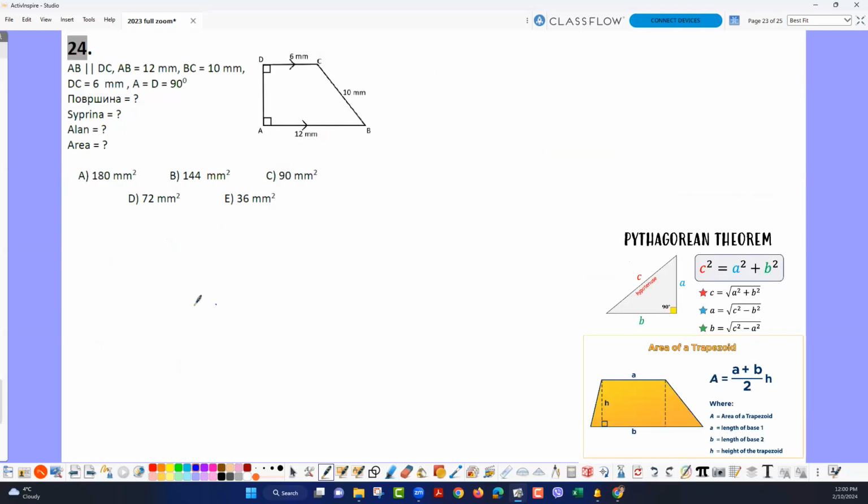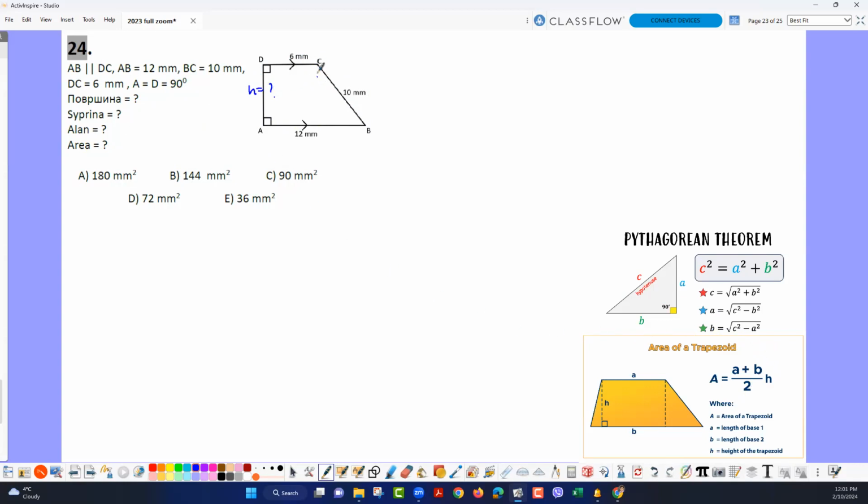Okay, let's continue with question 24, and in 5 minutes I'm going to try to finish the lesson. Firstly, this is a trapezoid, and the area of the trapezoid is asked. We have to find the height, but height is not given here, so you cannot find the area without height, because it is (a plus b) over 2 times h.